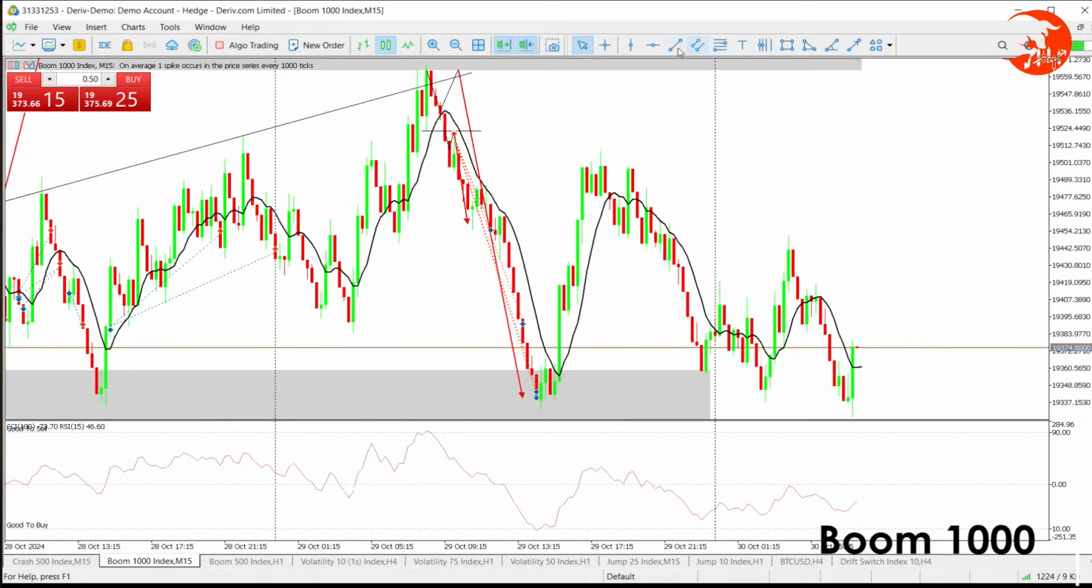We had the first one here, we had the second one here, and then of course the last one on this very order block, or call it the support. So that's where we had our third TP level.